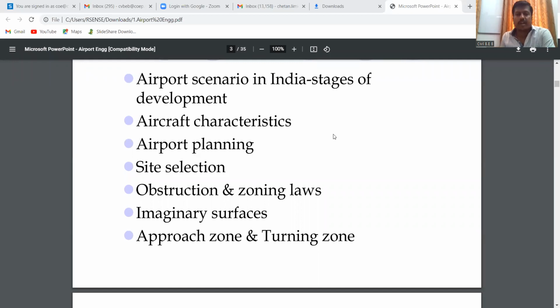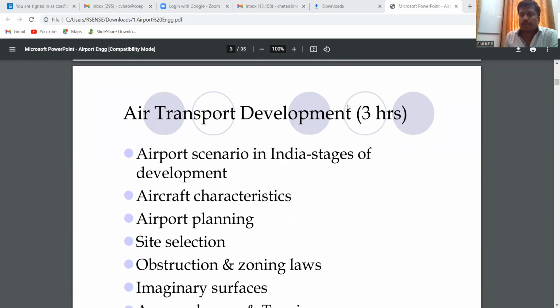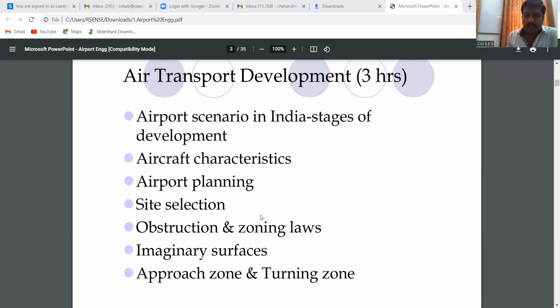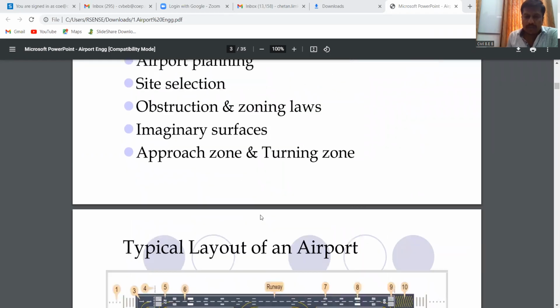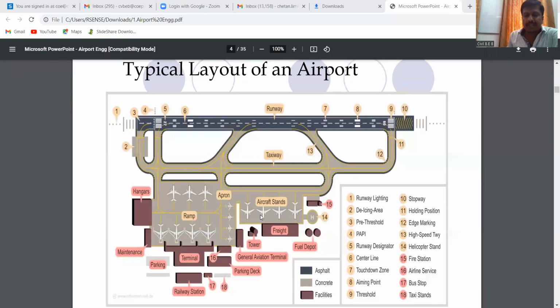So air transport development includes the airport scenario in India, that is stages of the development, then aircraft characteristics, airport planning, site selection, obstruction and zoning laws, imaginary surfaces, approach and turning zones. Now, as you can see, this is a typical layout of an airport.